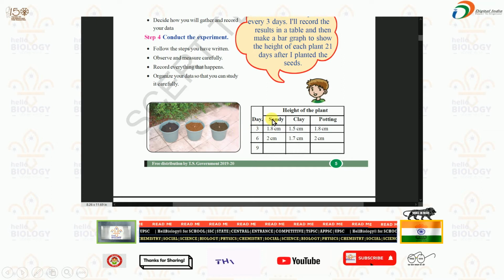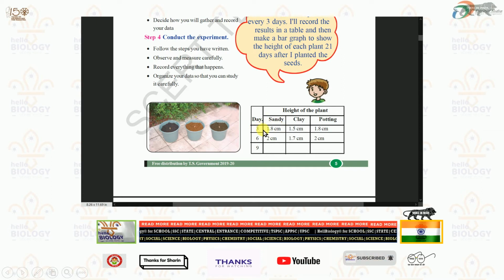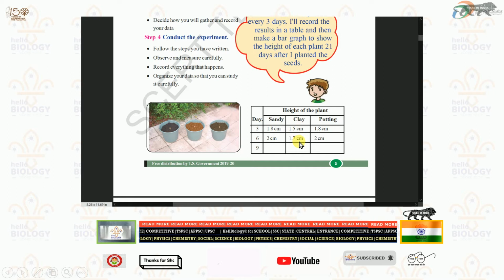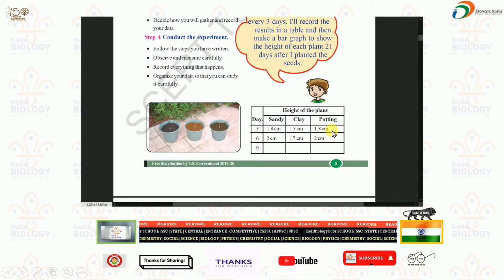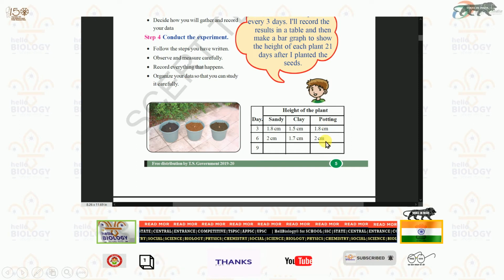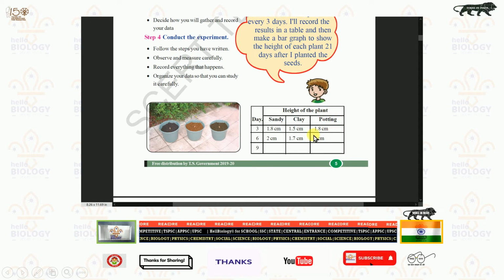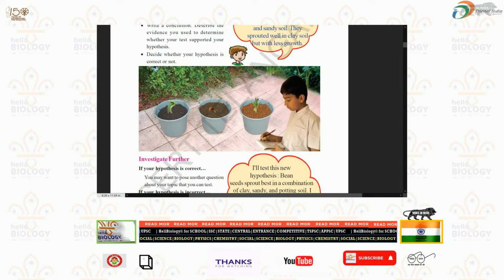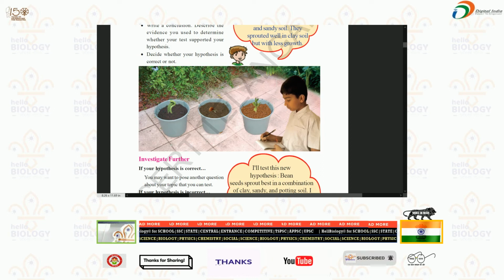In sandy soil, on day 3 the height is 1.8 centimeter, and on the 6th day 2 centimeter. In clay, 1.5 centimeter height grew and 1.7 centimeter on the 6th day. In the potting soil, 1.8 centimeter and 2 centimeter. So if you see, sandy soil and potting soil have equal properties, such that the plant has grown very fast. Like this you need to hypothesize, and after that some experiments will be there. You need to decide, and you need to note it in a book.